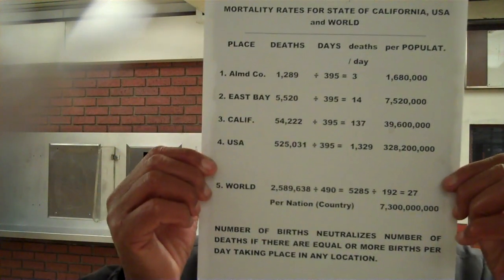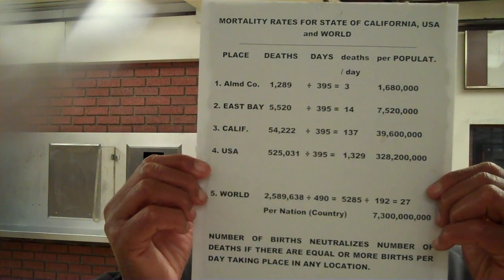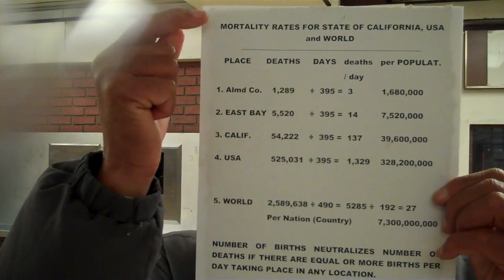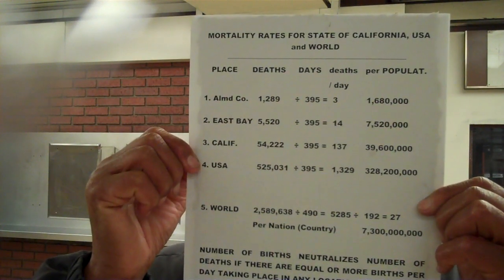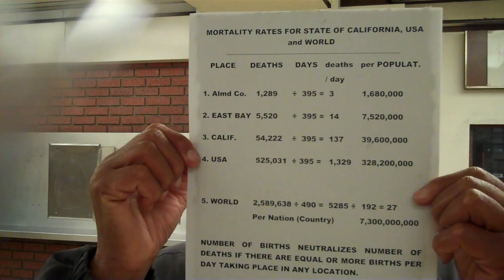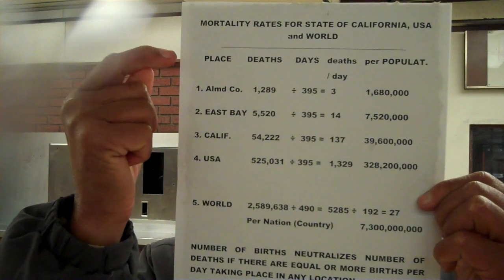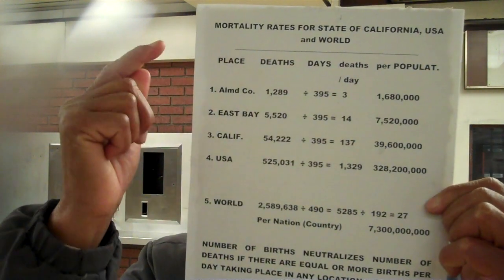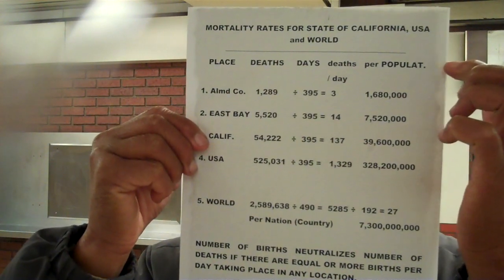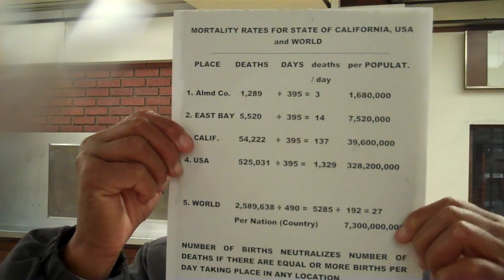The United States of America, starting with Alameda County, please look at this particular chart. This chart. Now, on your left, you will see mortality rates at the top. Mortality rates for the state of California, United States of America, and the world. You will see place, deaths, days, deaths per day, per population size up here. And we'll start with number 1.